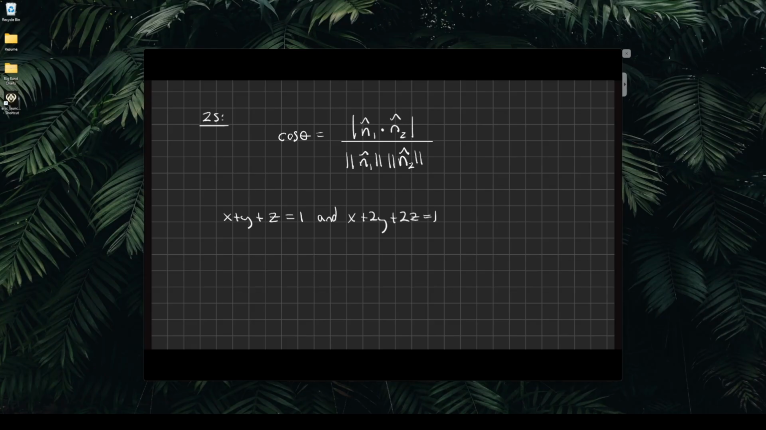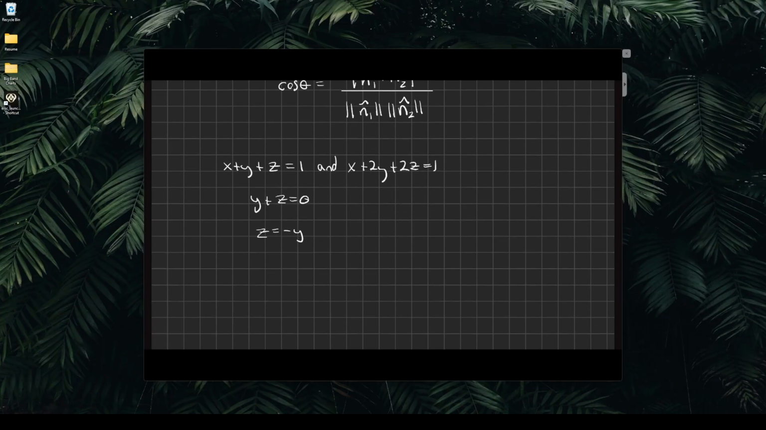Okay, so we can subtract these two equations. So this will give us y plus z equals 0. So z is -y. And we can plug this into the first plane. So we can have x plus y minus y equals 1. So x equals 1. And if we let y equals t, then z, which is -y, would just be -t.